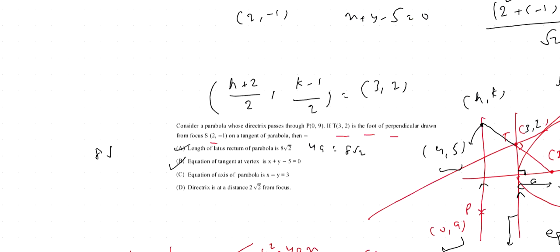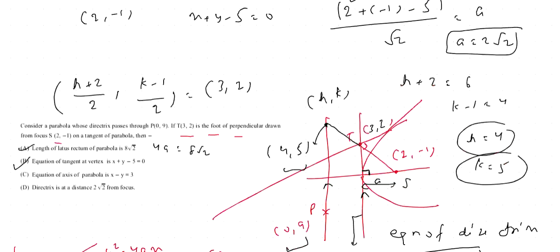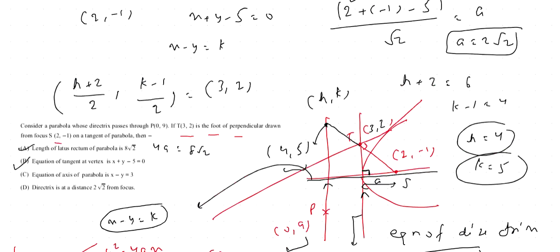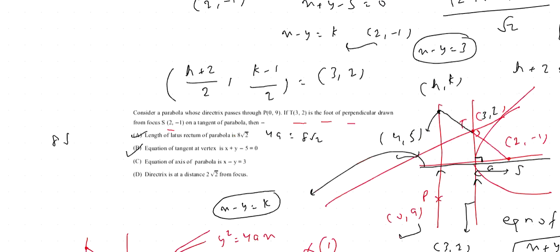Equation of axis of parabola. The axis is perpendicular to this line, so from x plus y equals lambda it will be x minus y equals k. We can substitute this point 2 comma minus 1, so we got k equals 3. So x minus y equals 3, right? It is also given in option number C. The directrix at a distance 2 root 2, that should be 2a, so it will be 4 root 2. This is not correct. So the correct options will be A, B, and C.